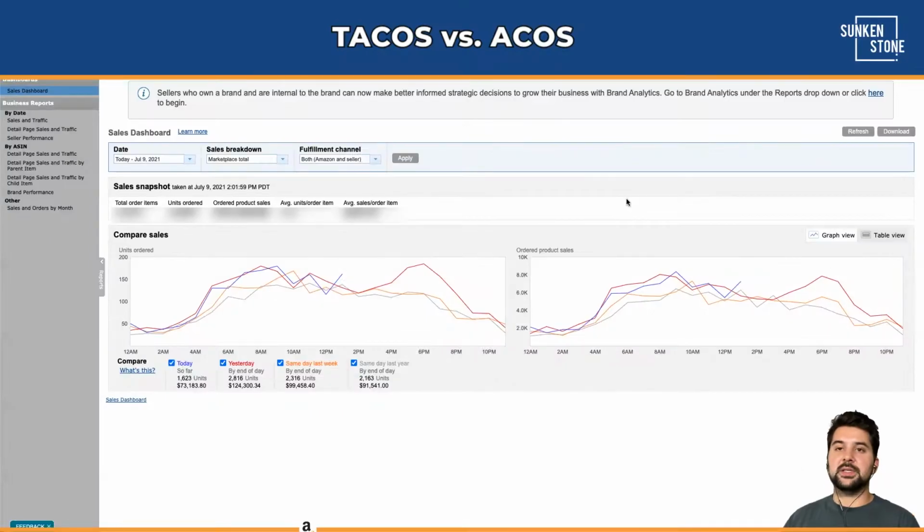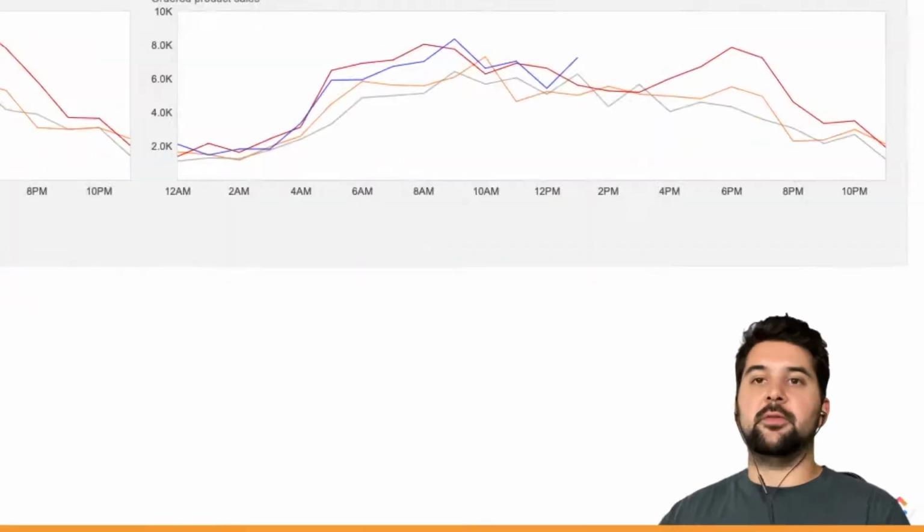So TACOS essentially here, it's up to the video editors whether or not to blur this, but here we have a snapshot of our sales. This is just today. So let's say we did $20,000 of sales in a day, we spent $2,000 on ads to generate $4,000 of ad sales. Your ACOS would be 50% because that's $2,000 of ad spend to generate $4,000 of ad sales. But your TACOS, total advertising cost of sales, would be 10% because you spent $2,000 in spend and then your whole Amazon business generated $20,000.